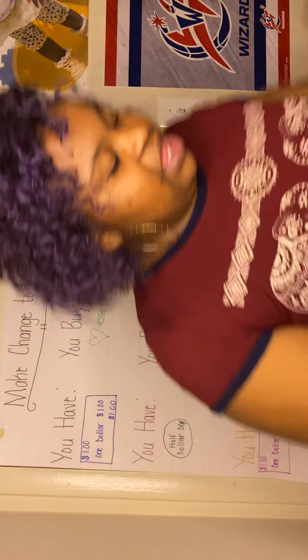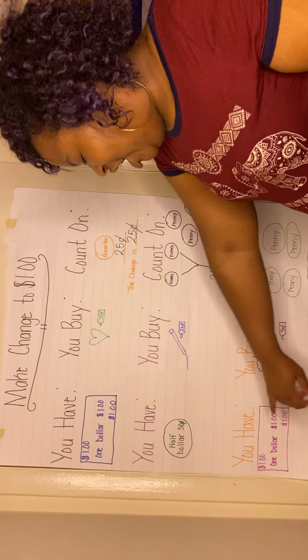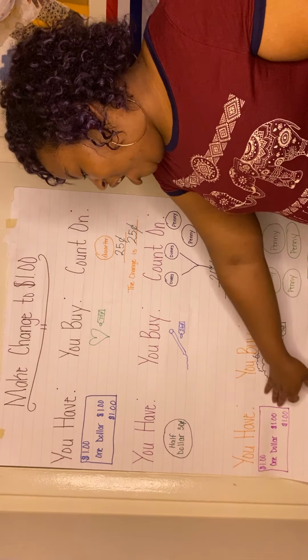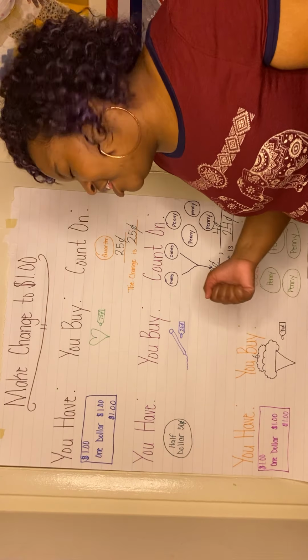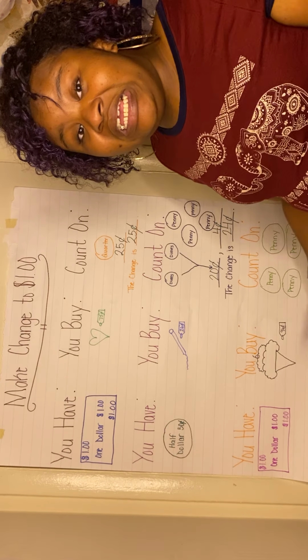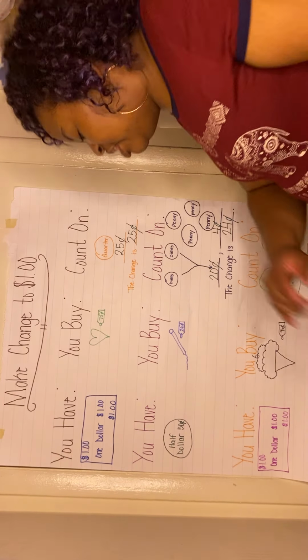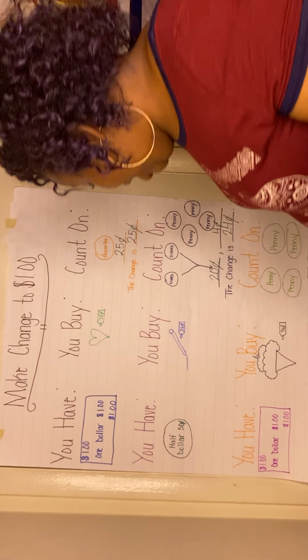Nice. Now let's go to our last one. You guys are really catching this. Let's go to our last one. Your last one, you have a dollar again. So for our last one, we have $1. But I want to buy this delicious ice cream. And this delicious ice cream only costs me 96 cents. So with this delicious ice cream only costing me 96 cents, and keep in mind that I have $1, it's time for me to count on.